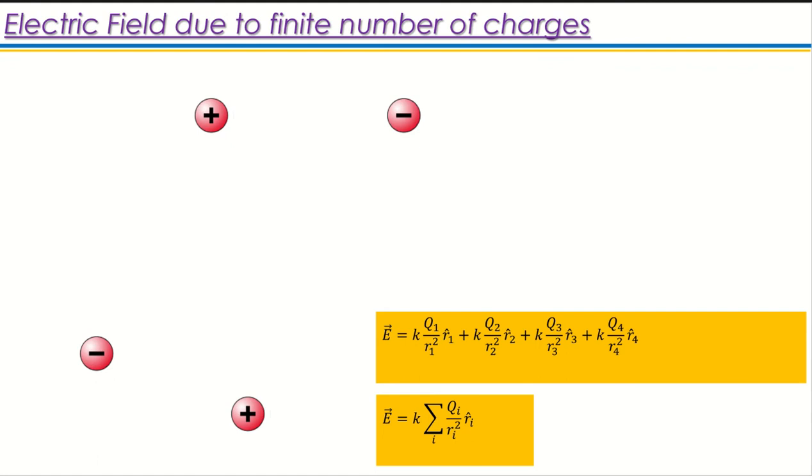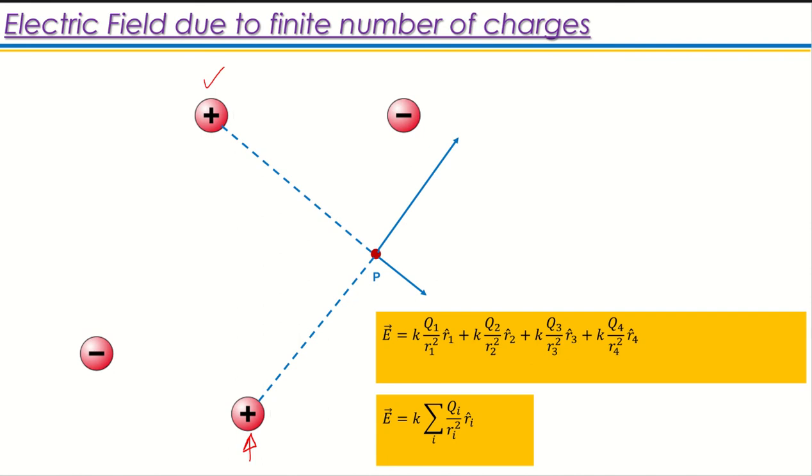We have a system of charges, two positive charges and two negative charges. We are interested to find how much is the value of electric field at this point P due to all other charges. So what we do, due to this charge, the electric field at point P can be given as this way. Electric field due to this charge at point P is given in this way.